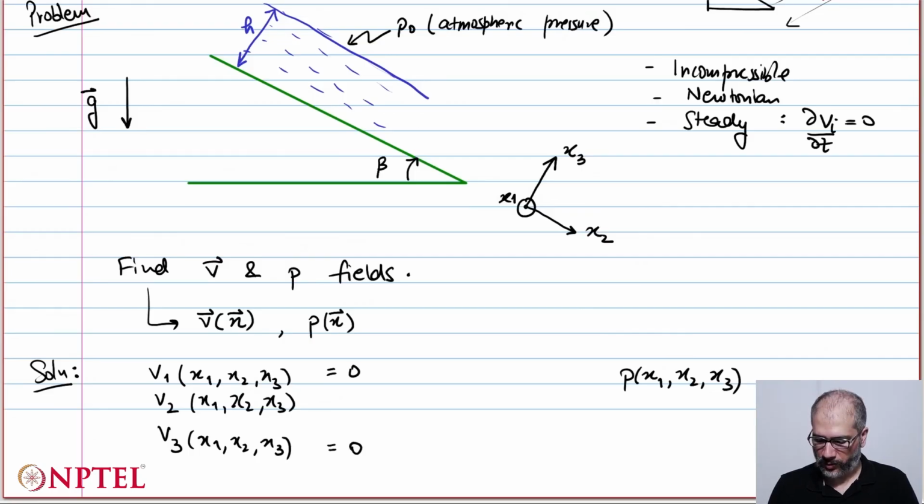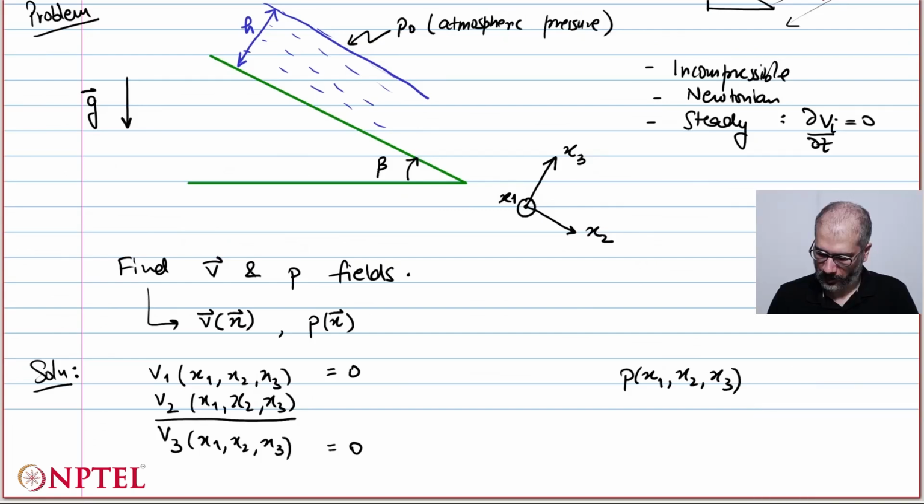That means velocity is only present in the V2 direction. So we only need to find V2 now. We have assumed V1 and V3 to be 0 in this case. So I'll say that this is from symmetry. And this is from the physics.